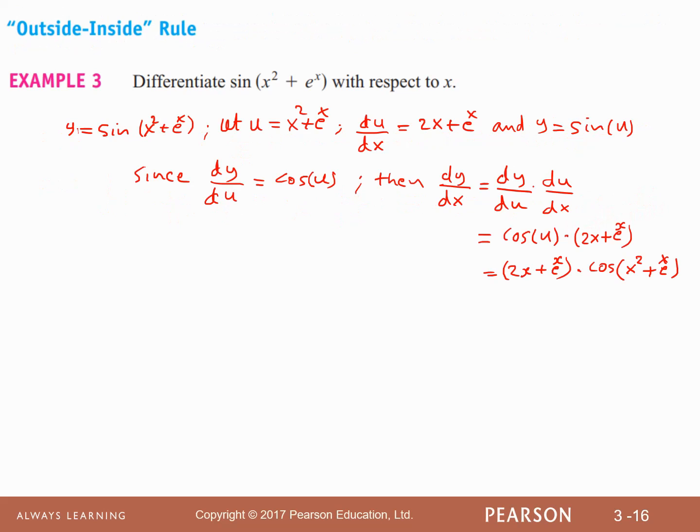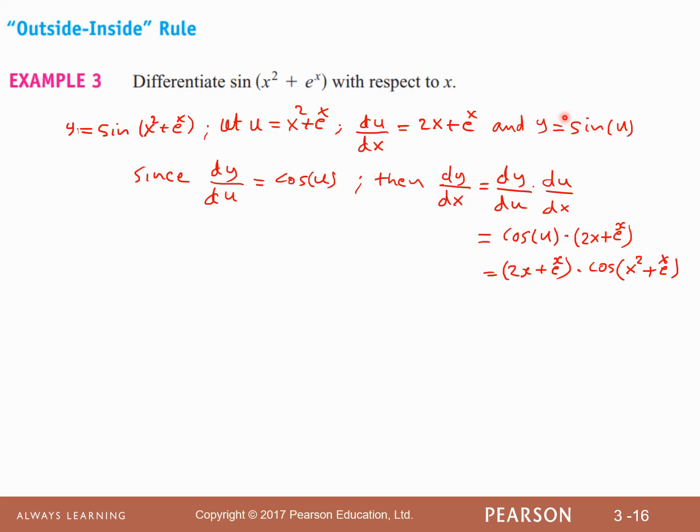Example number 3. This deals with the outside-inside rule of differentiation. So we have to differentiate sine of x squared plus e to the x with respect to x. So let us set this function as y equal to sine of x squared plus e to the x. We let u equal to x squared plus e to the x. Then it follows that du by dx is equal to 2x plus e to the x. And we can also conclude that y equal to sine u.